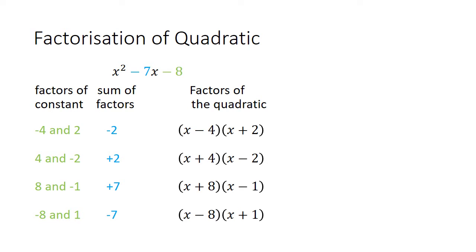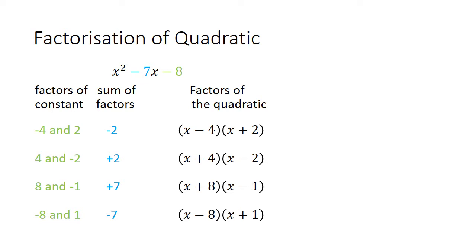This time it's plus 8 multiplied by minus 1. This does give us minus 8. The sum of these two is plus 7. It will give us the factors x plus 8 multiplied by x minus 1. But of course, it's not correct because plus 7 is not equal to the coefficient of x.